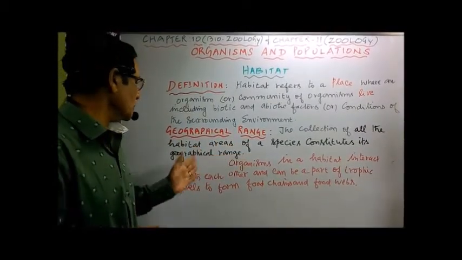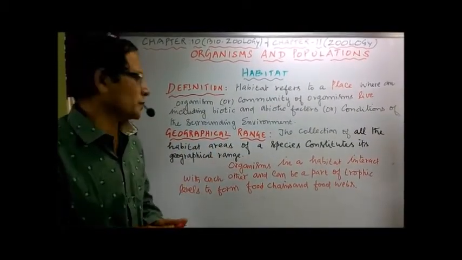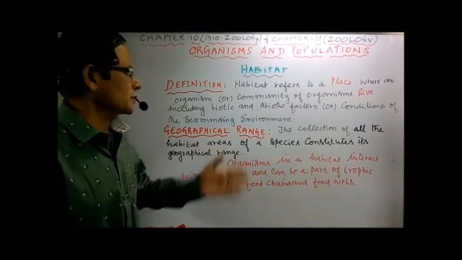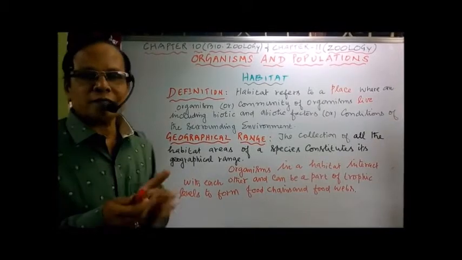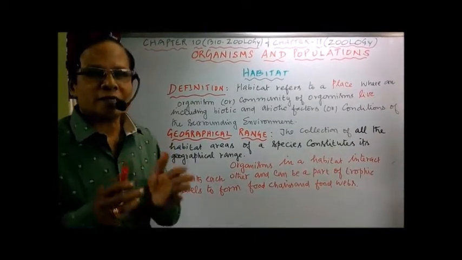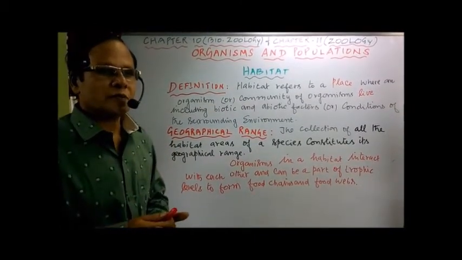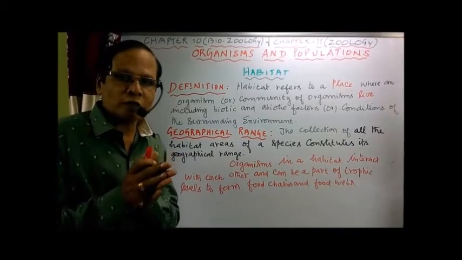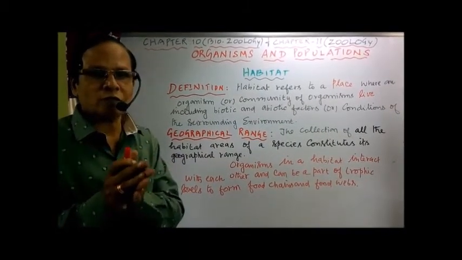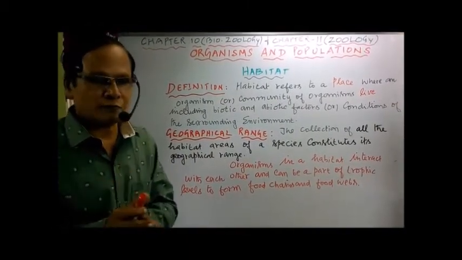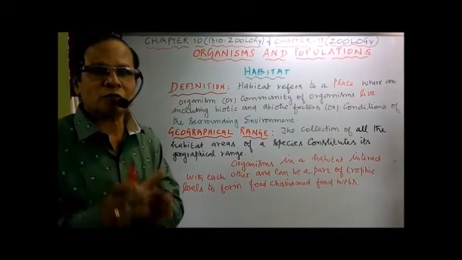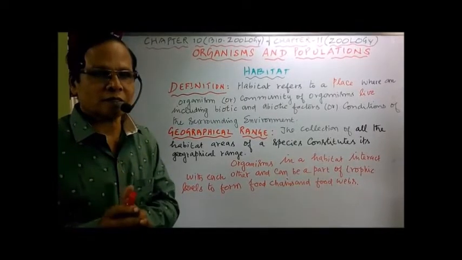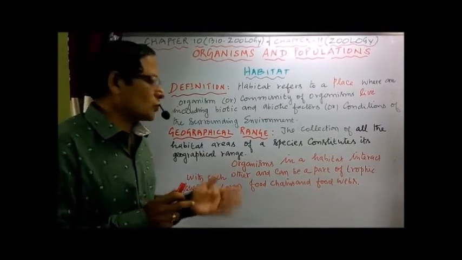They constitute together what's called the geographical range of the species. So the geographical range of a species is nothing but that. Now, organisms in that habitat interact with each other and can be a part of a trophic level. We'll talk about trophic level, the food level in a food chain. For example, the producer level, consumer level, etc. That is what is called the trophic levels.